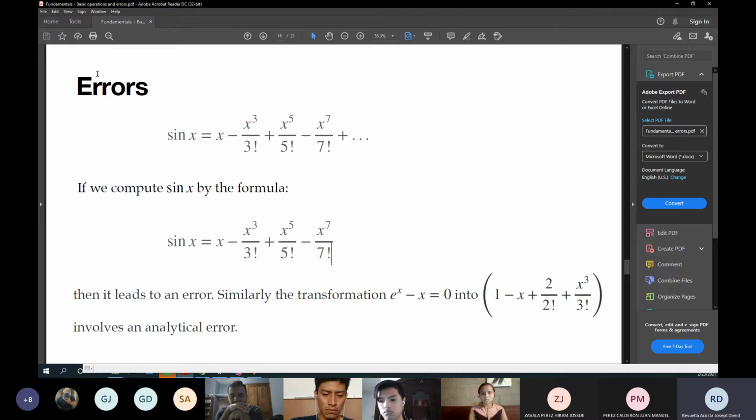But anyone that wants to solve this operation, we can add more terms to get a better estimate of this. So what I'm asking you is to obtain it up to x to the 13. Obténgalo hasta el valor de 13. Si se dan cuenta sería 7, 9, 11 y 13. O sea, se van a agregar 3 términos. Agréguenle, por favor.